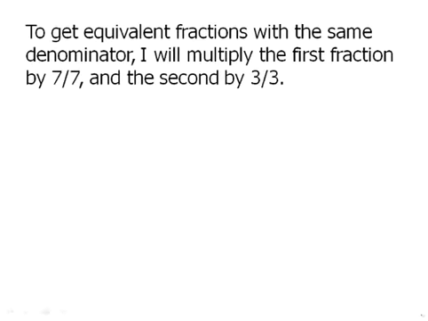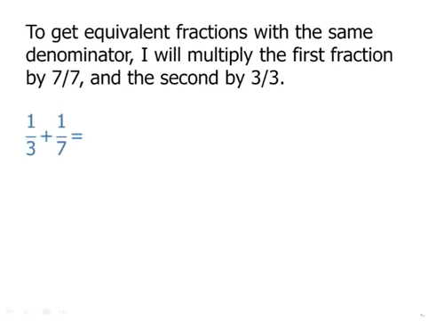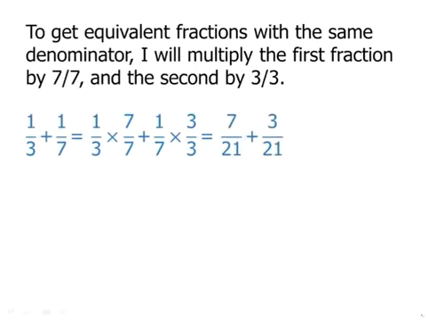To get equivalent fractions with the same denominator, I will multiply the first fraction by 7 over 7 and the second fraction by 3 over 3. So I start out with this, multiply the first by 7 over 7, the second by 3 over 3. Of course, in each case, I'm multiplying by 1, so I don't really change the value. I get these fractions. 7 over 21 is another way of writing 1/3. And 3 over 21 is another way of writing 1/7. But writing them this way, now they have the same denominator. Now we can just add. 7 plus 3 is 10. We get 10/21, and that's the sum.